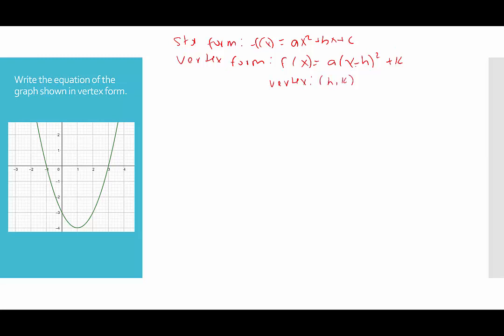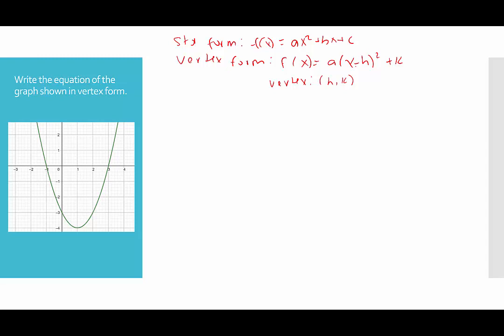And then a, actually in both standard form and vertex form, a tells us two things about the graph. It tells us whether it's opening up or down, and it tells us if there's a stretch or a shrink. We'll come back to that. We're going to worry about that in a minute. Let's see what we're dealing with.